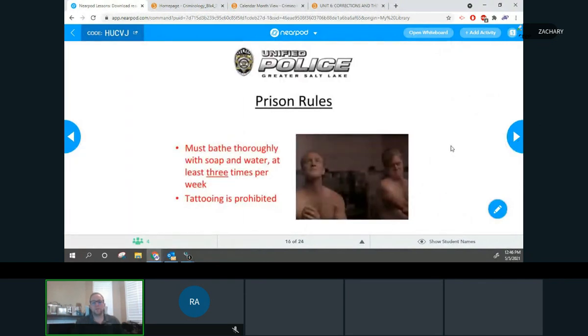So there are different prison rules. One thing that's kind of interesting is that they must bathe thoroughly with soap and water at least 3 times per week. You can imagine if you got a bunch of people in an area and they did not bathe more than 3 times a week. Hopefully it's more than that. Another thing is, you've probably heard of prison tattoos. Tattooing is prohibited, but there are a lot of things that are prohibited that maybe still go on in prisons.